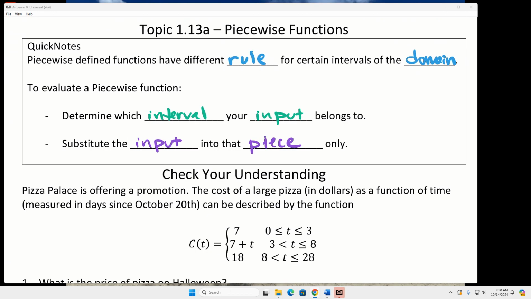So when you're evaluating, you're going to put one thing in, and you only get one thing out. You can't put it into every single piece. That doesn't make a function. So you should only put one thing in and only get one thing out.